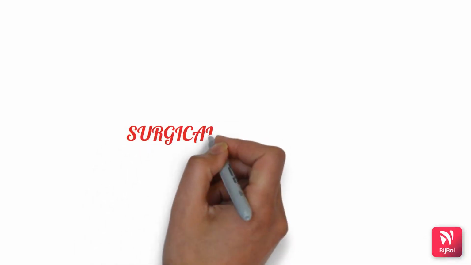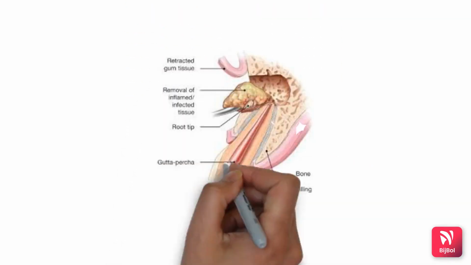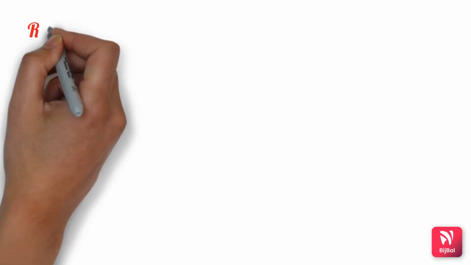Today we'll discuss surgical endodontics. So, endodontic surgery is the removal of the tissues other than the contents of the root canal to retain a tooth with the pulpal or the periapical involvement.